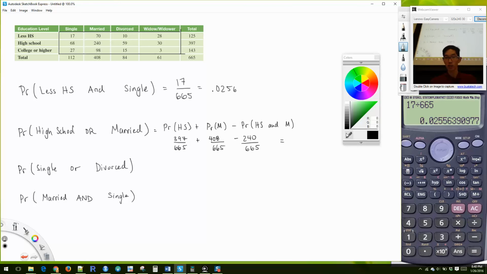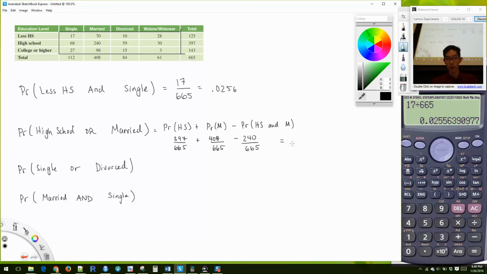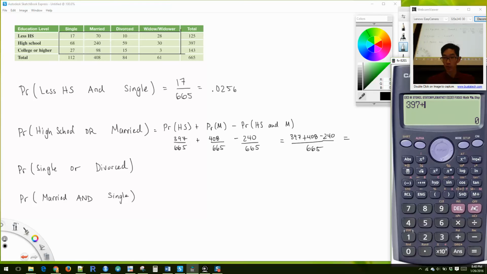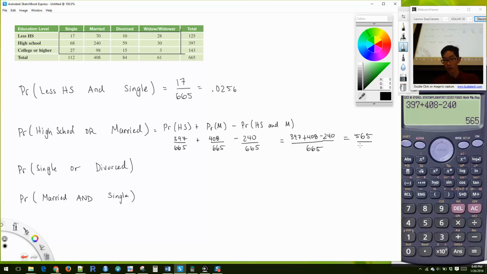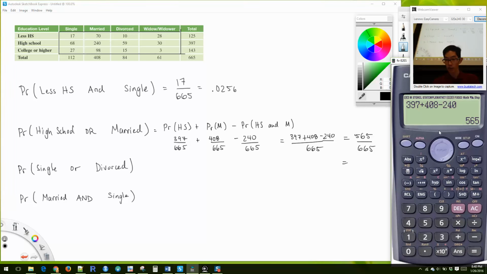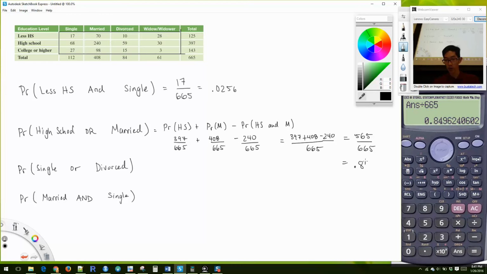And so with a common denominator, you can combine them all: 397 plus 408 minus 240, divided by 665. So we'll do this: 397 plus 408 minus 240 gives 565 over 665. And I get 0.8496. Okay, so far so good?